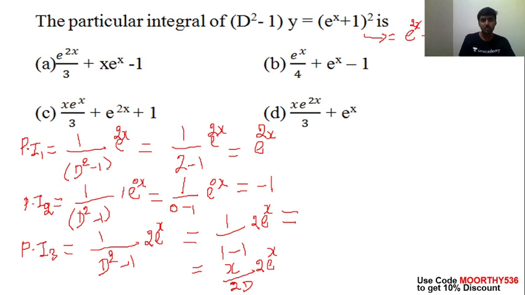The explanation for the given question is that we are integrating 2 into e power x. We have to integrate this term. We are integrating e power x. What we are getting here? x into e power x.